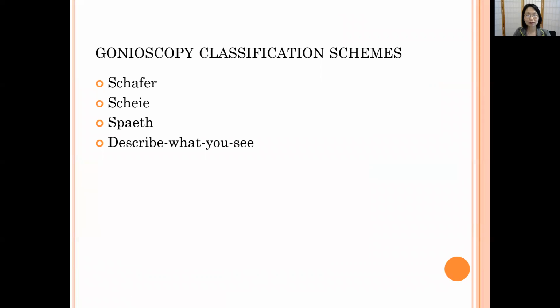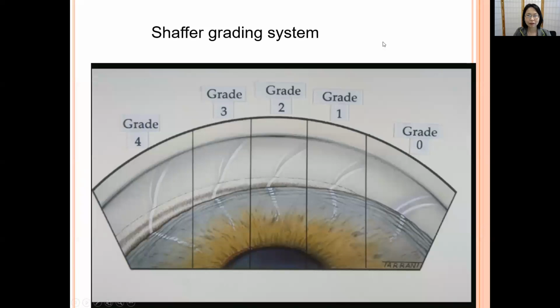Now, when we move on to gonioscopy, there are also classification schemes. There are multiple: the Shaffer, the Scheie, the Spaeth, and describe what you see. The best way to think about classification of gonioscopy is that you should learn one system and learn it well so that you can be consistent over time. Here's the Shaffer grading system with grade 4 being very deep in the angle, and grade 0 where you cannot see any angle structures.